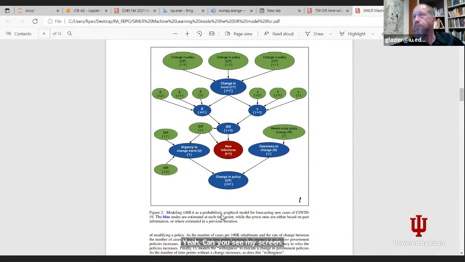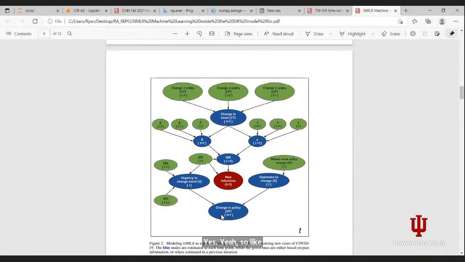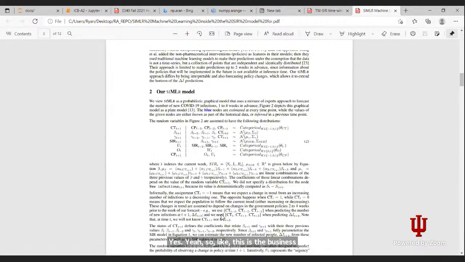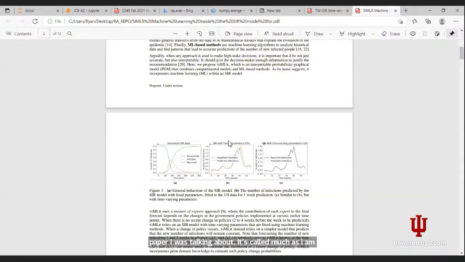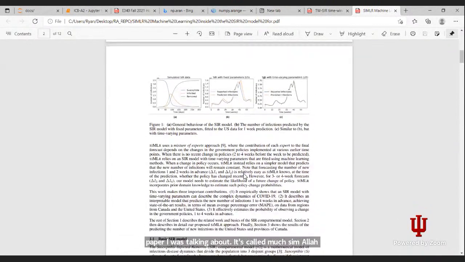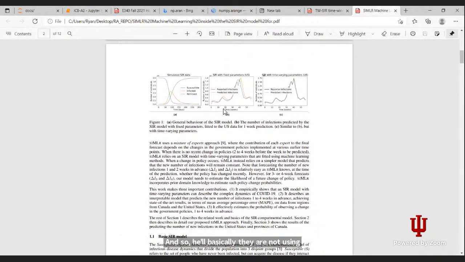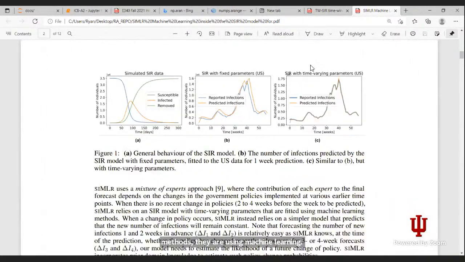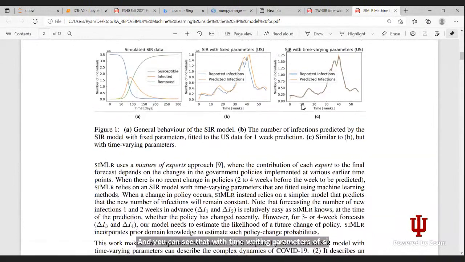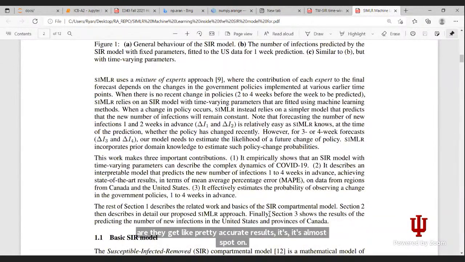Yes. Okay. Yeah. So this is essentially the paper I was talking about. It's called SIMLR. Here they are not using any deep learning methods. They are using machine learning. You can see that with time varying parameters of SIR, they get pretty accurate results. It's almost spot on.